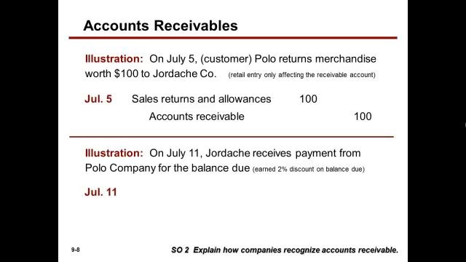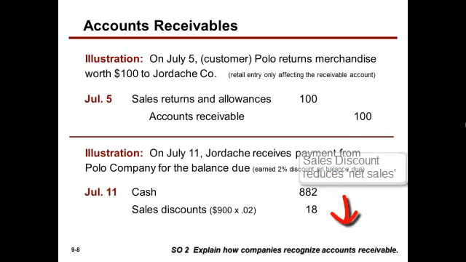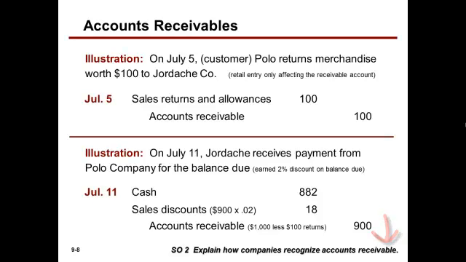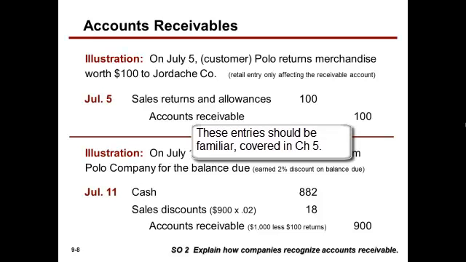On July 11th, Jordache receives payment from Polo for the balance due. In this case, Polo is going to earn a 2% discount since they're paying within 10 days. Jordache is going to receive $882 of cash. They're going to debit sales discount, $900 times 2%, discount earned by the customer, and credit accounts receivable for $900, or the balance due in that account from Polo. Again, sales discount is a contra sales account appearing on the income statement, reducing sales, lowering it for the offered discount that was earned by the customer.